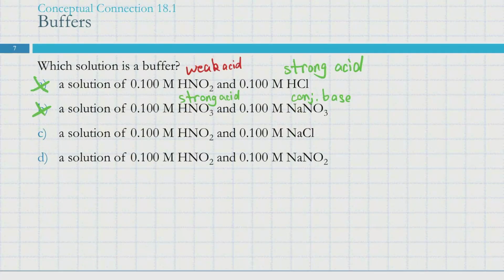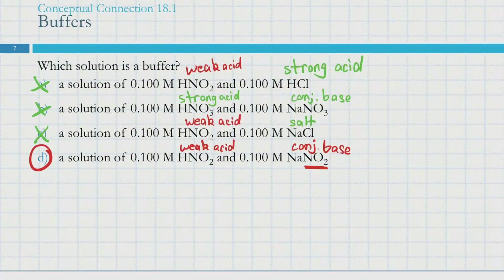All right, for C, we've got a solution with HNO2. That's a weak acid. And we have NaCl, which is not the conjugate base. That's just a salt. So we're missing the conjugate base part for C. D, as correctly identified, is a weak acid and the conjugate base. We also have our counter ion sodium just to keep the charge neutral. So our correct answer here is D.